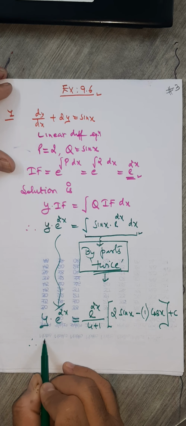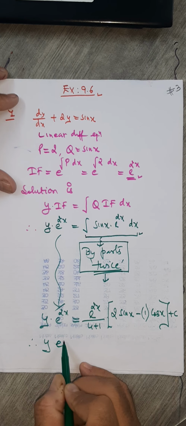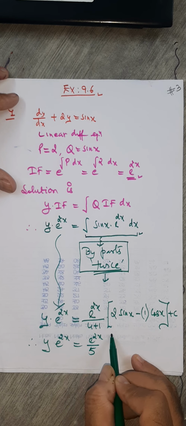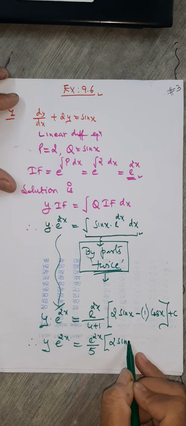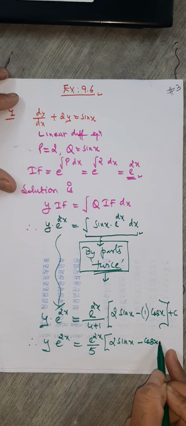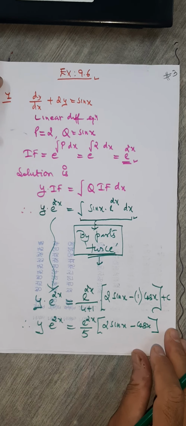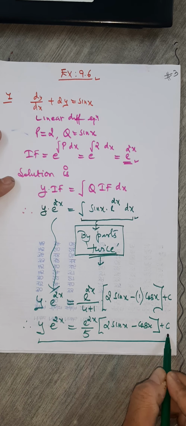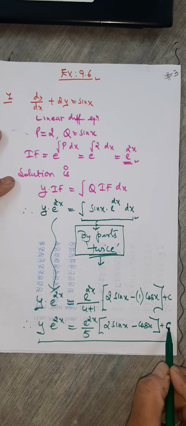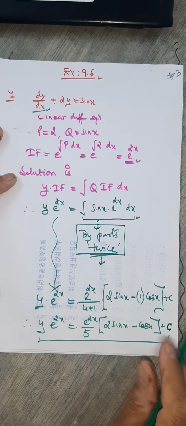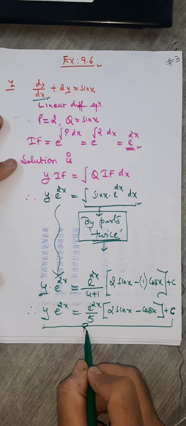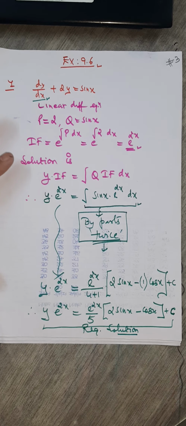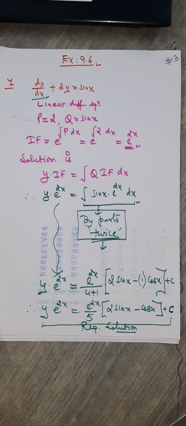So you can write here y into e raised to 2x equals to e raised to 2x by 5 into 2 sin x minus cos x plus c. That's required general solution. क्यों इसको general solution बोलते हैं? Arbitrary constant है अंदर, इसलिए. Order भी 1 है, if you remember beginning of the chapter. So this is required solution, right? Just have a look on the back side answer.